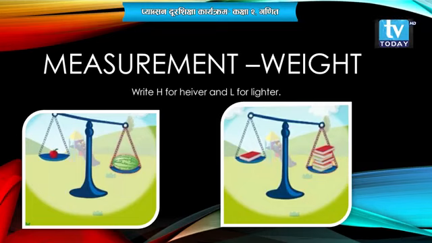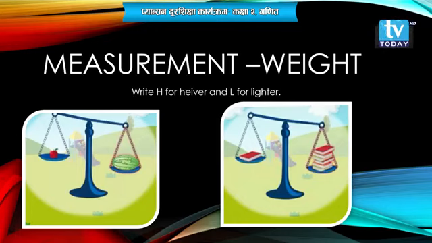So students, guess it. Which side will be heavier? Apple side or watermelon side? Obviously the watermelon side, right? So you have to write apple as a lighter fruit. So write an L on the apple side, and write H for the watermelon. Okay. Now, same like this.